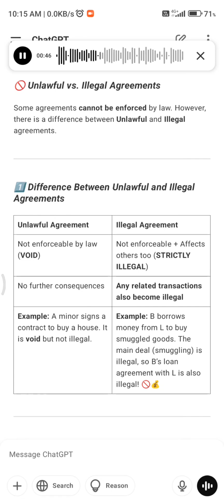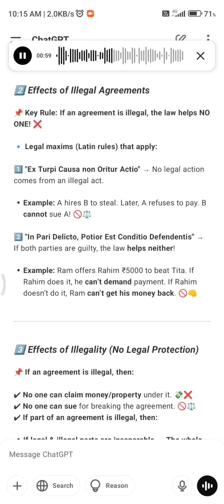2. Effects of illegal agreements. Key rule, if an agreement is illegal, the law helps no one. Legal maxims, Latin rules that apply. 1. Ex turpi causa non oritur actio. No legal action comes from an illegal act. Example, A hires B to steal. Later, A refuses to pay. B cannot sue A.